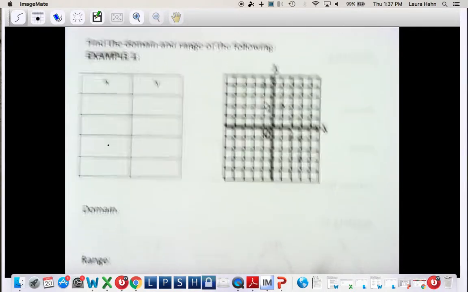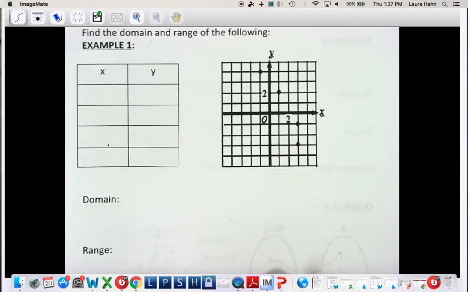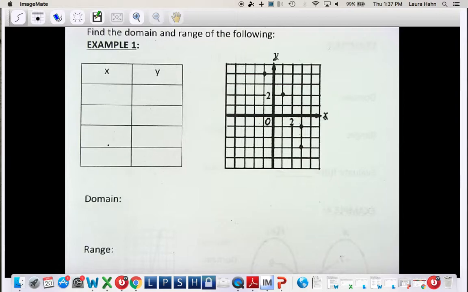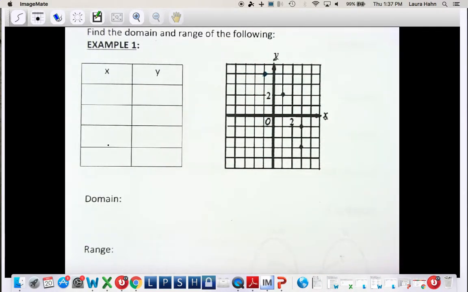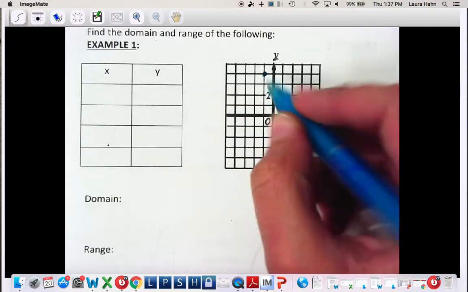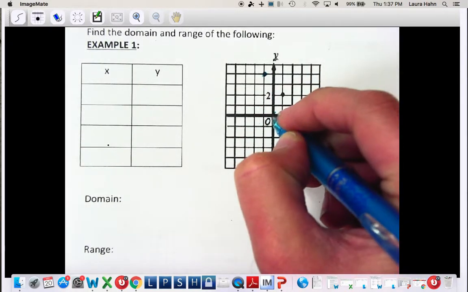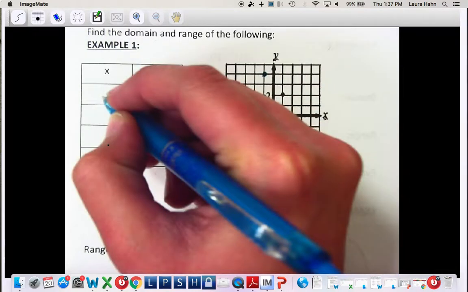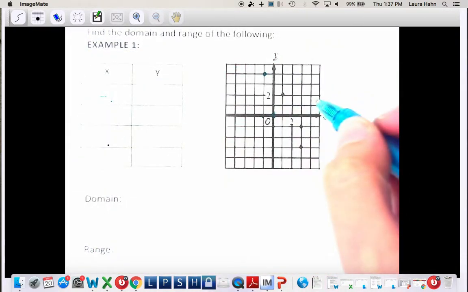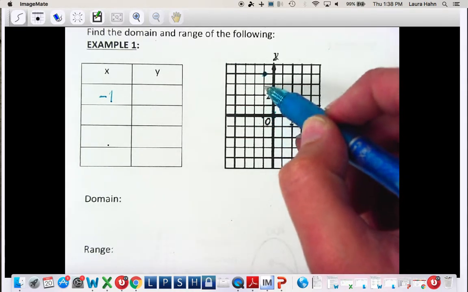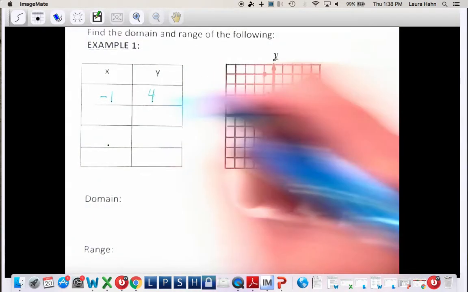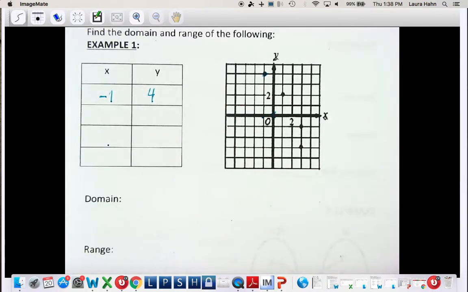Okay, so on example 1, it wants me to find the domain and range of each of the following. First of all, let's fill in our table for each point. Remember, when you write a point, x comes first. X comes from these numbers down here. This point is from the origin back 1, which makes it a -1. We went back 1, up 1, 2, 3, 4. So that point is at (-1, 4).